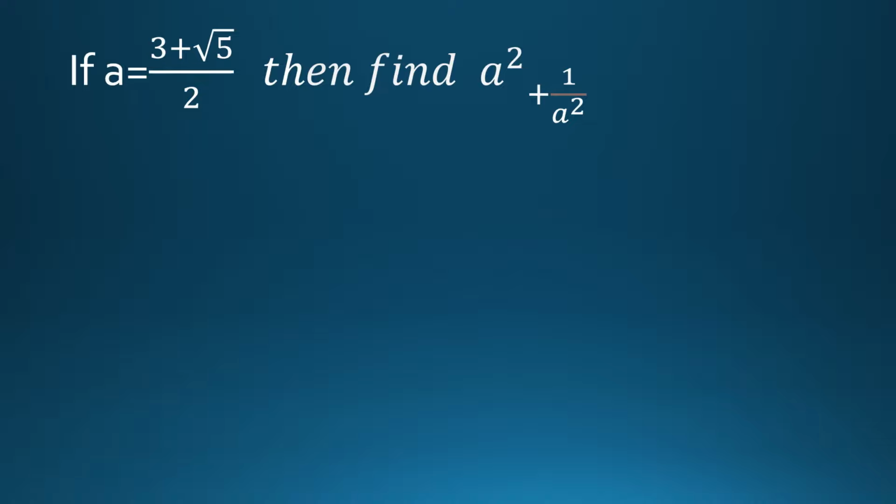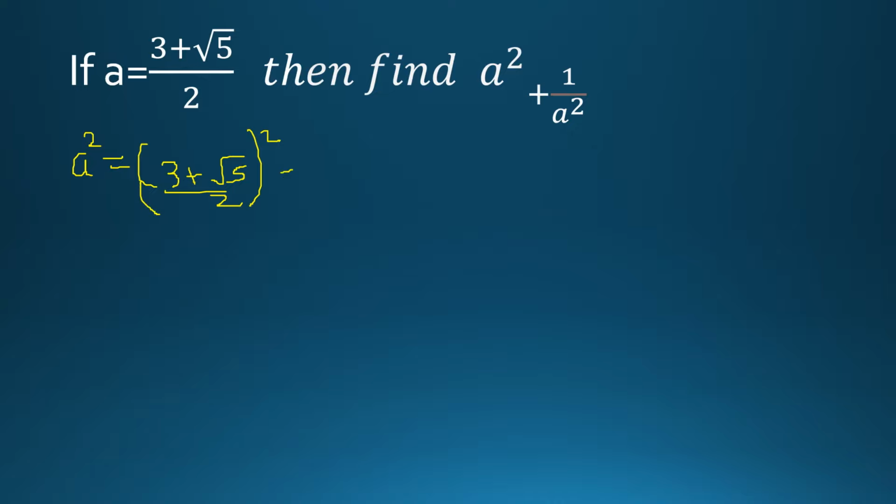Now, a is given to you, 3 plus root 5 by 2, and you have to find out the value of a square plus 1 by a square. Okay. So, first of all, do we have to rationalize it? No, because denominator is not in roots, not in irrational form. So let's do simply a square. Okay, a square will be 3 plus root 5 by 2 whole square.